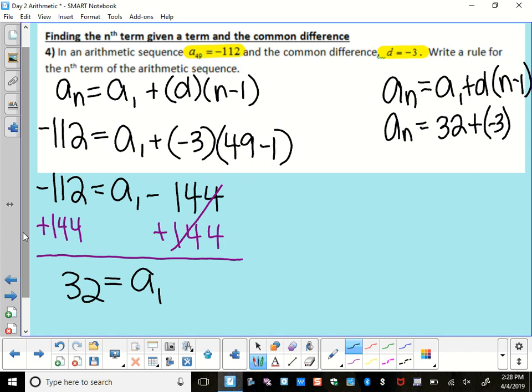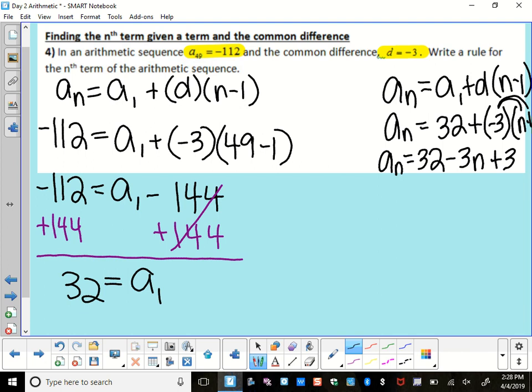I know you guys are tired, just stay with me. And then we have n minus 1. I'm running out of room. So, for my rule, I have 32. Negative 3 times n is negative 3n. And then negative 3 times negative 1 is positive 3.